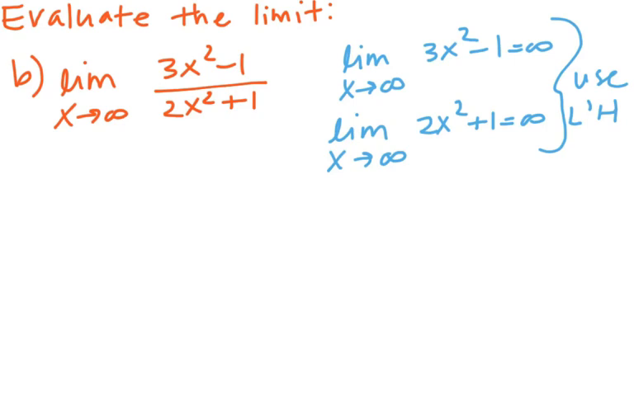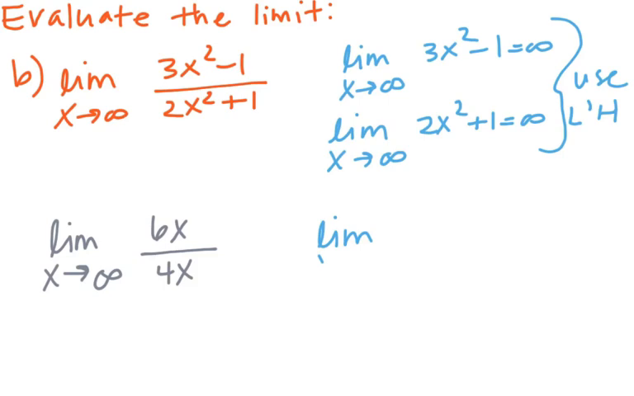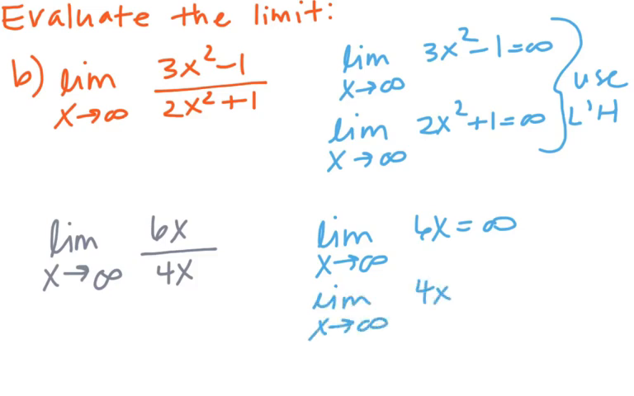Okay, so let's take the derivative of the top. We're going to get 6x to the first. This guy goes away. And on the bottom, we're going to get 4x to the first. That one goes away as well. Okay, so we're not done here because there's still variables to plug infinity in for. So we would run our test again. So the limit as x goes to infinity of 6x, that's just going to be a big positive number. And then same for the denominator. And again, we're getting infinity. So still indeterminate form. So I need to use L'Hopital's rule again.